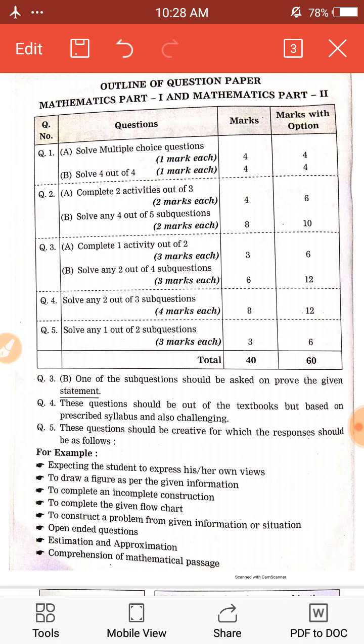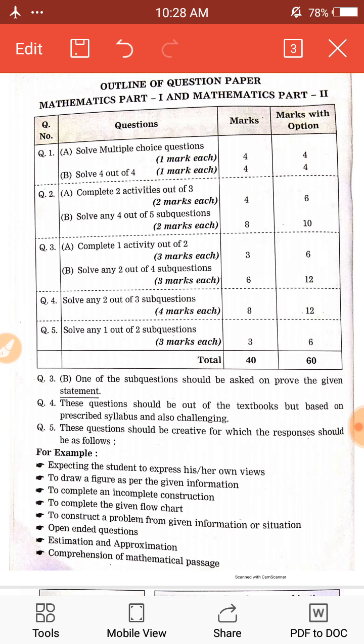Now in the question paper there are a total of 5 questions. Question number 1, 2, 3, 4, 5. Question number 1 is an objective type of question. Question number 2 is divided into two sub questions. Question number 3, again A and B, these are the two sub questions. Question number 4 and question number 5 are not divided into A and B.